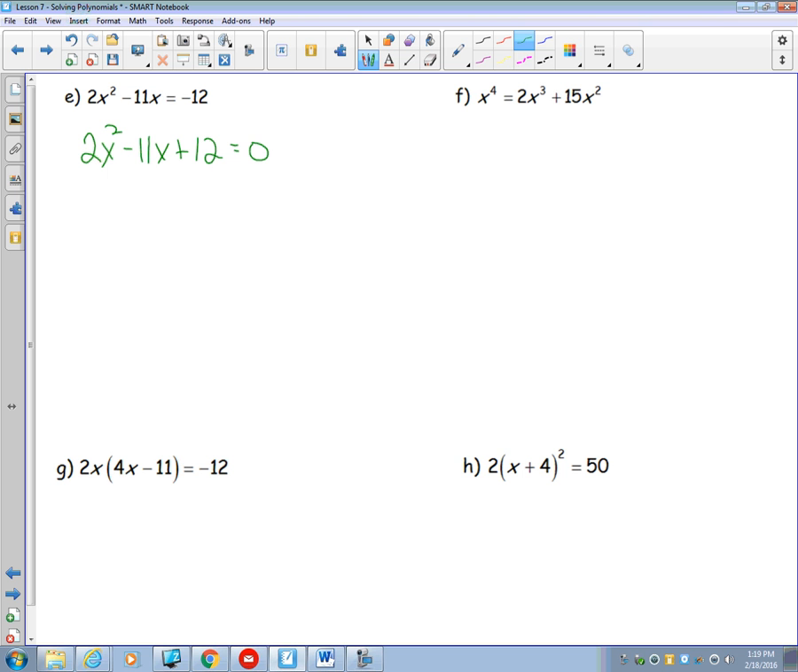Factoring flowchart. I got no common factors, which makes this a complex one. 2 times 12 is 24. Things that add to 11 and multiply to 24. So I got 1 and 24, 2 and 12, 3 and 8, 4 and 6. 3 and 8 can make 11, so let's use those ones. We're going to replace, remember. I need them to be negative, so negative 3x and negative 8x.